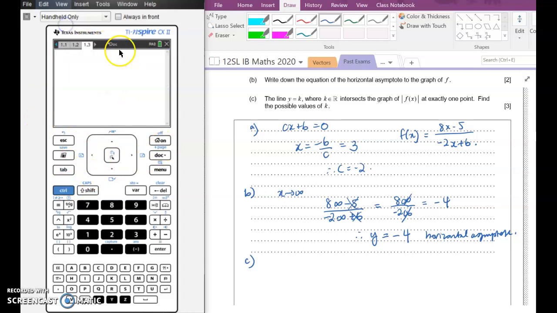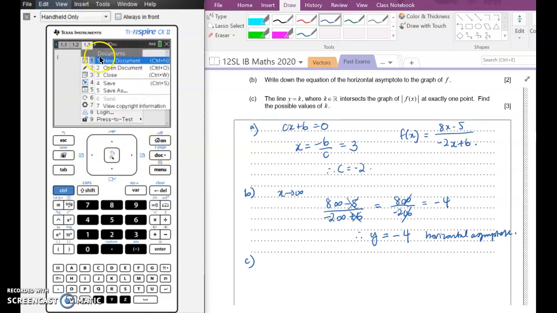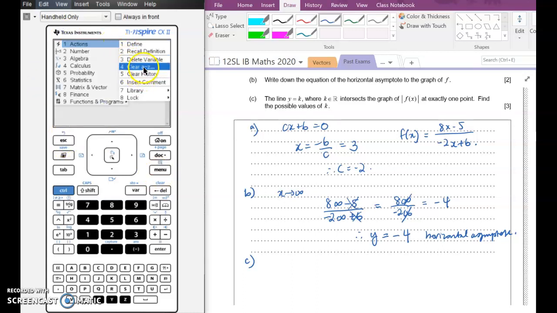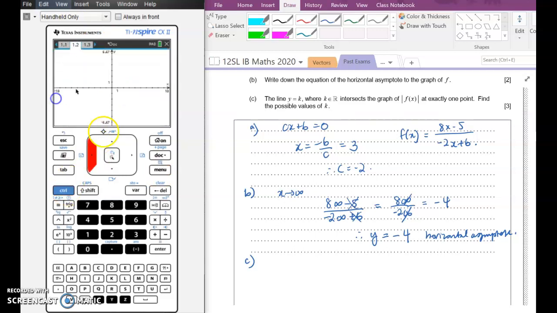I just make a new page, file, edit. Menu, actions, clear A to Z. Then I go back to that page. I'll insert my function. Let's just delete all this. X. It's no longer bold, so it's forgotten that the x was entered from my first spreadsheet. And I'll have negative 2x plus 60.